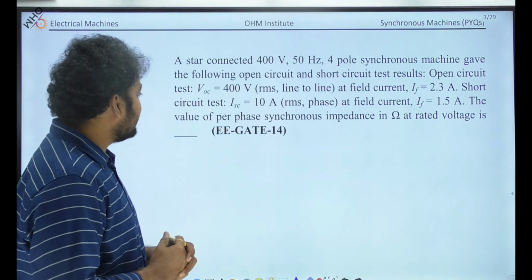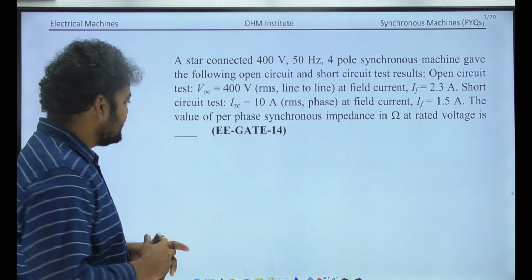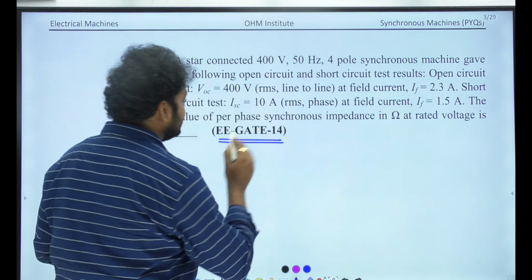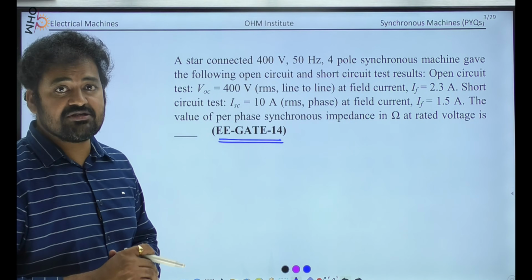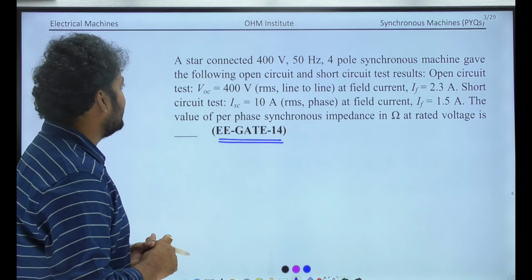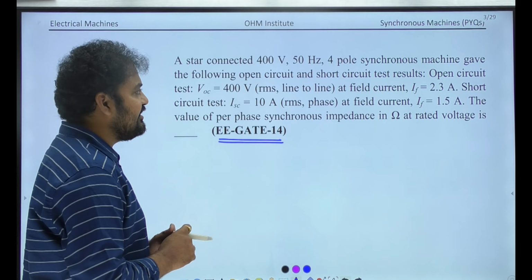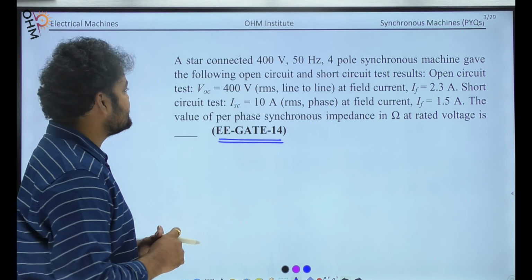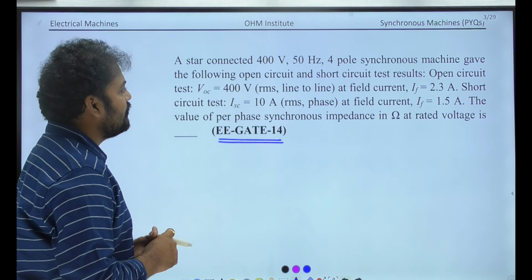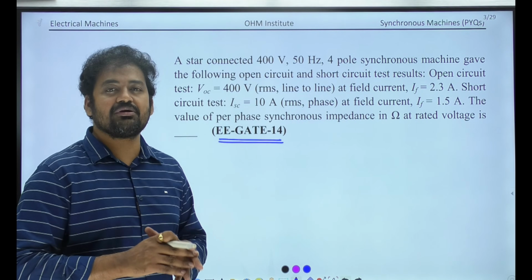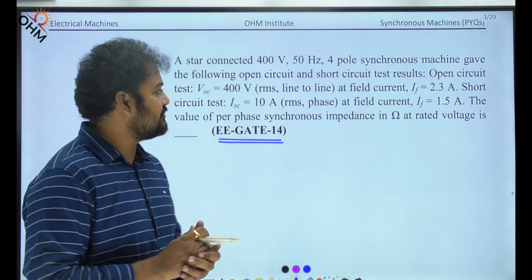Here I have the first 1 mark question. This is from the GATE 2014 examination, electrical engineering paper, synchronous machines, 1 mark question. Read the question: a star connected 400 volt 50 hertz 4 pole synchronous machine gave the following open circuit and short circuit test results. The question is about the open circuit test and short circuit test.